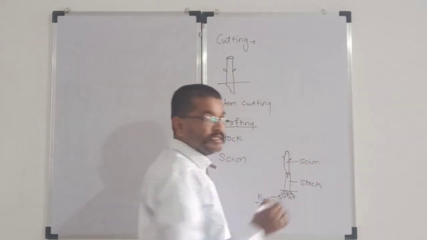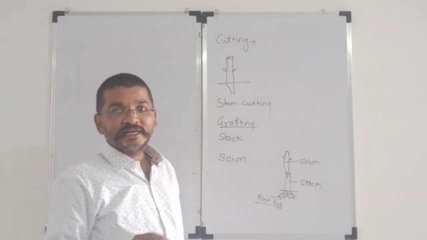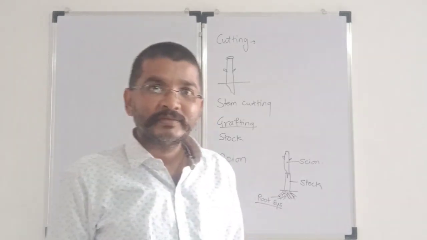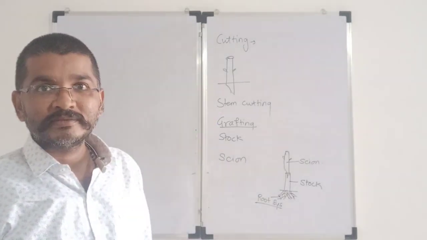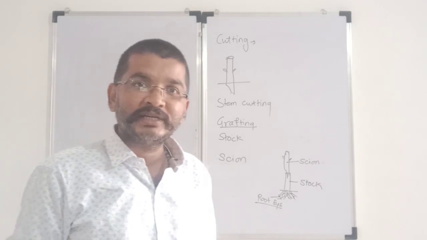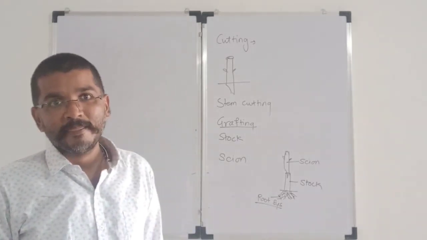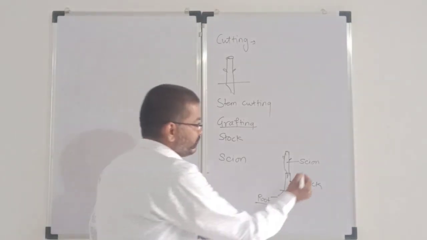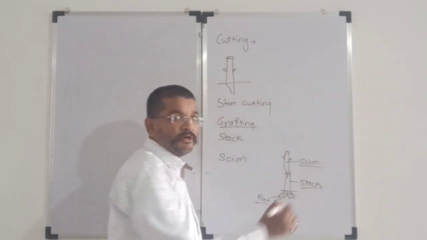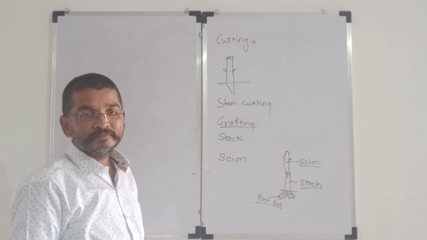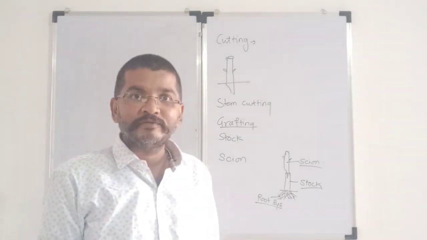That is called what? Scion. So there are different types of grafting which are not included in our syllabus. For example, tongue grafting, approach grafting, whip grafting, wedge grafting, etc. So there are two things: one is scion and one is stalk. This is grafting. Budding is also one type of grafting.